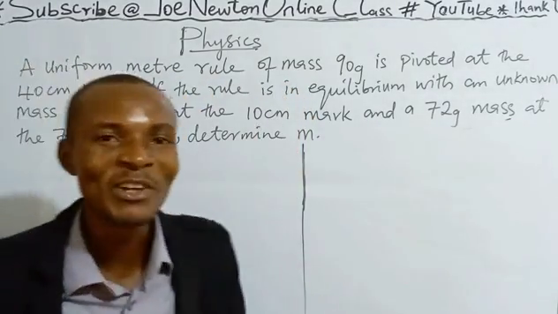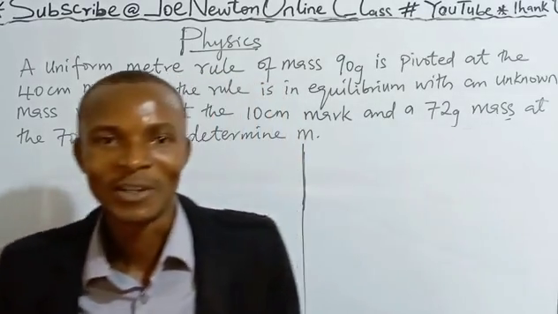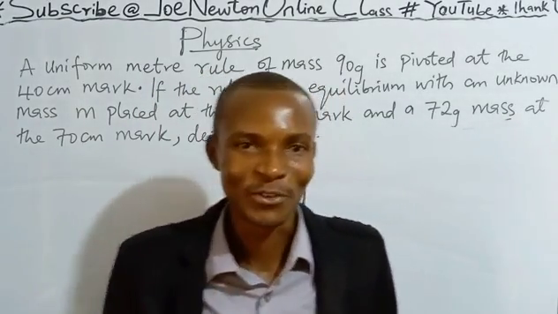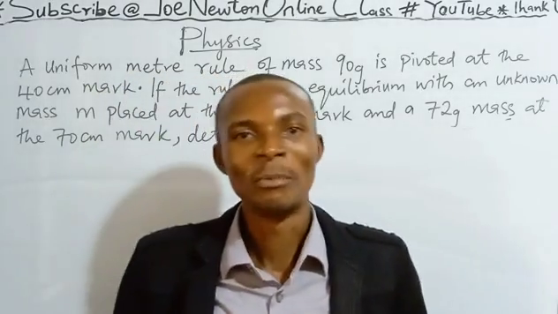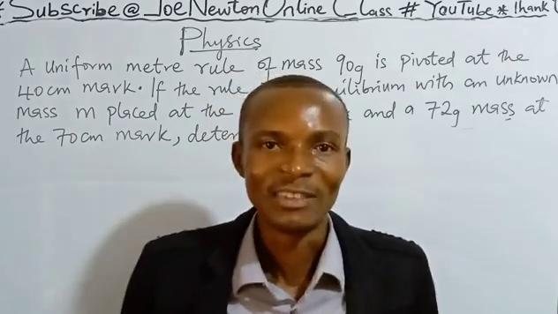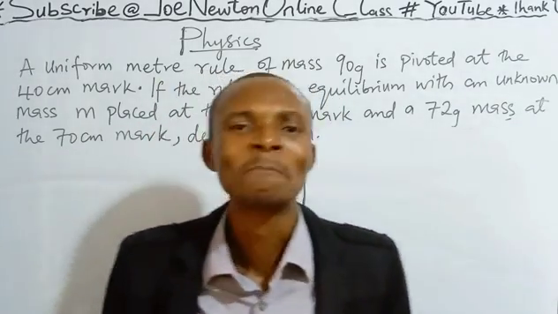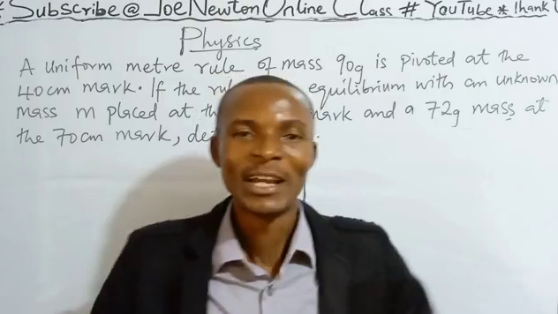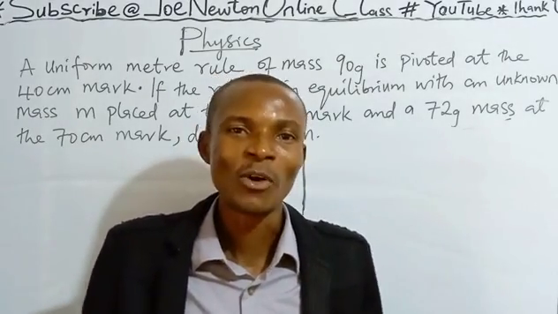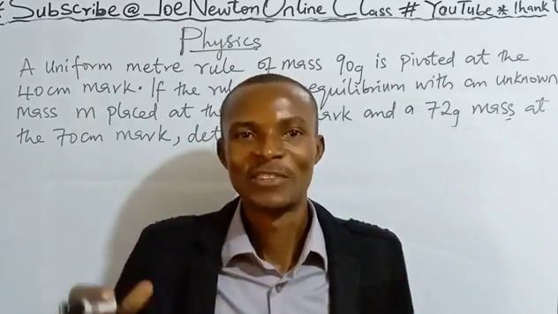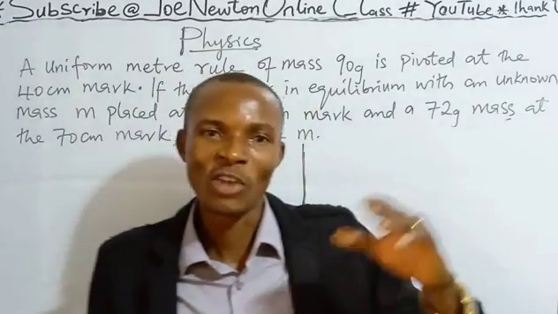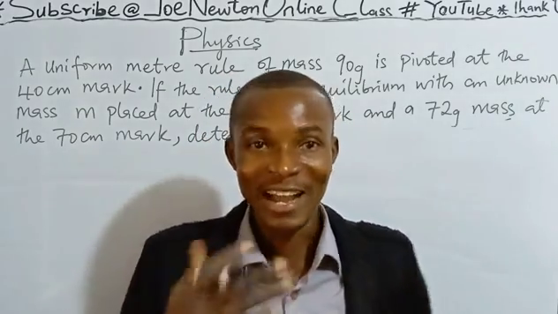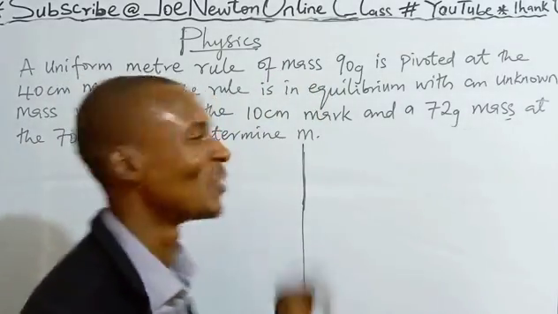Now, before we venture into the solution of this question, we should recall the principle of moment of forces. First of all, what is moment of force? It is the product of force and the perpendicular distance from the point of action or pivot. That is the turning effect of a force upon a point. Now, the principle of moment of forces states that for a body to be in equilibrium, the sum of clockwise moments about the same point is equal to the sum of anti-clockwise moments about the same point. Having done this, let's venture into the solution of this question.